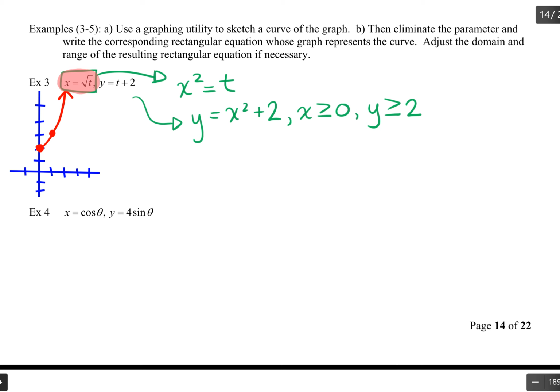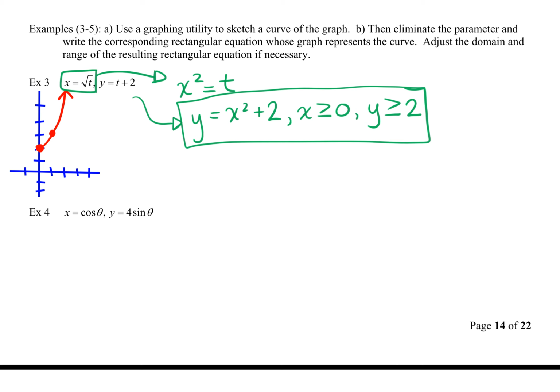Now, before we actually even would look at the graph, we could find that restriction just based on the x right here. It's the square root of t. So can we take the square root of anything that's less than 0? Nope. So we know that t has to be greater than or equal to, the x has to be greater than or equal to 0. And we look at our y equation here. If our t value is greater than or equal to 0, because it's inside the square root on the x, then that means that our y value is going to have to be greater than or equal to 2. And there we have our final answer with our two restrictions.